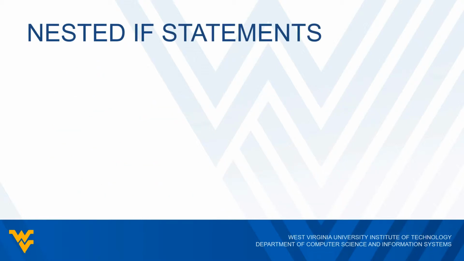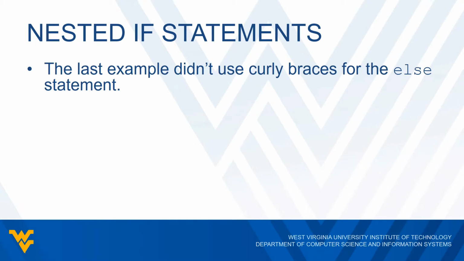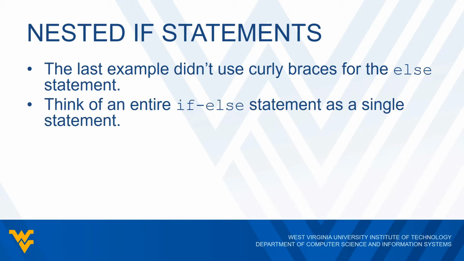Now, you may or may not have noticed that in our last example, we didn't use curly braces for that last else part. This is because we can think of an if-else statement as one giant statement. Even though there could be compound statements within the true part or the false part, the whole thing can be considered a single statement. So that's why we can get away with it. Although I will say it's recommended to just go ahead and include the curly braces. That way it's very clear what is part of the true portion and what's part of the false portion.